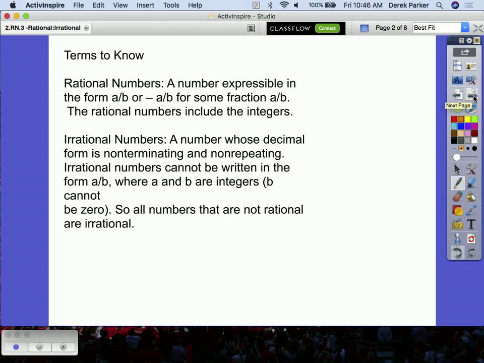A rational number is a number expressible in the form of a fraction. An irrational number is a number whose decimal form is non-terminating and non-repeating. A good example would be pi, square root of 2, square root of 3. Those are all irrational numbers.